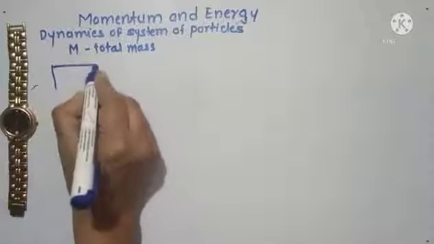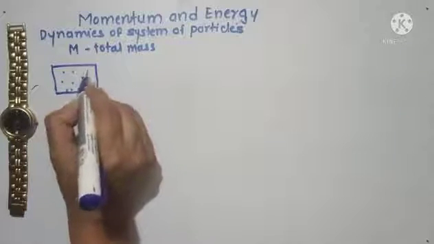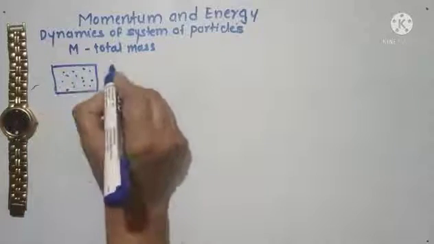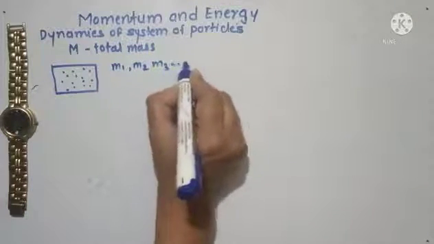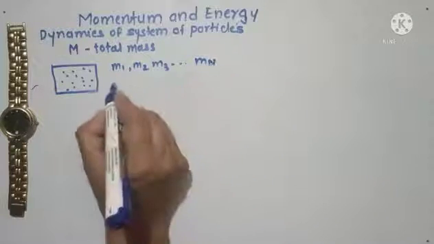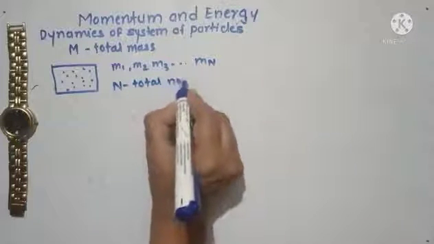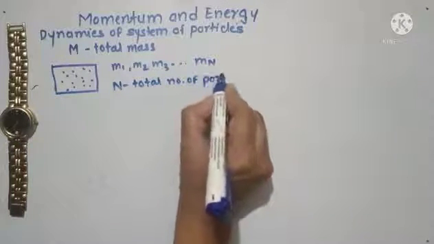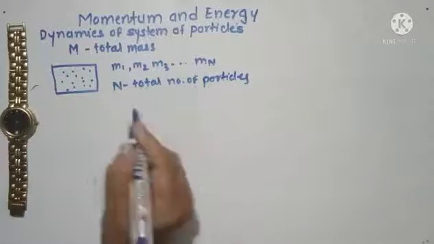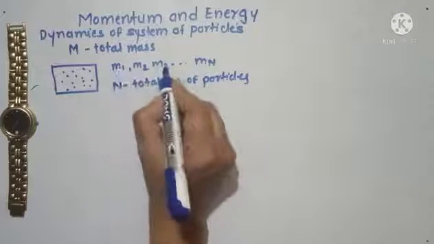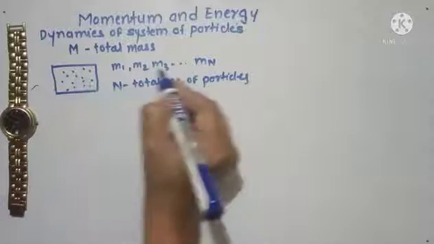Suppose this is a block. So this metallic block is made up of very small particles, and let me call each particle m1, m2, m3 up to mn. It means that n is the total number of particles. So M is the total mass and n is the total number of particles. These m1, m2, m3 are the masses of particles 1, 2 and 3, like this.